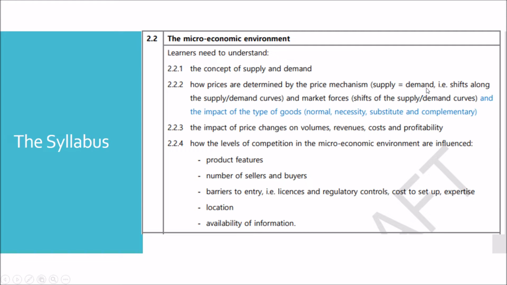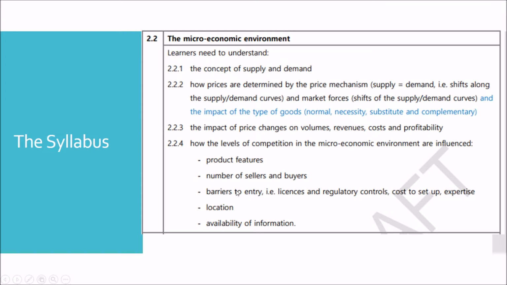So this is supply and demand curves, really, and how they shift according to market forces, and the impacts of the type of goods that we have, normal, necessities, substitute and complementary, on those supply and demand curves and how they shift. The impact of price changes on volumes, revenues, costs, and profitability. So we'll see how those supply and demand curves move around, and then we'll see the impact of competition as well. So the competition, how that's going to influence the number of suppliers, and the number of buyers, and therefore the price and decision making that goes on.